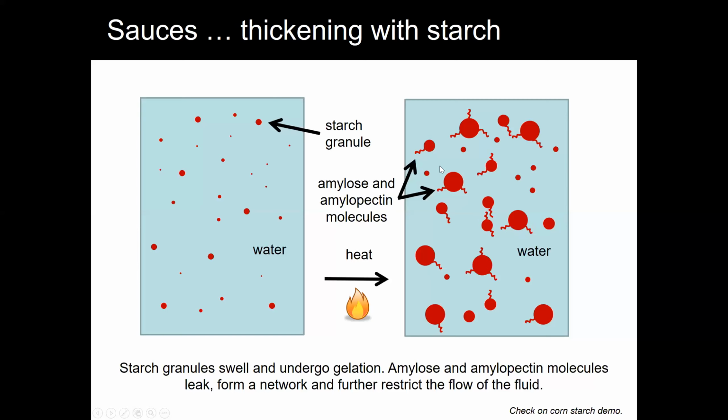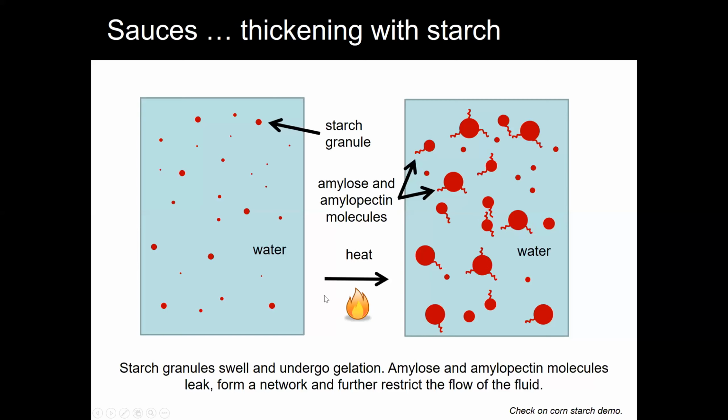Well, these large swollen granules now are taking up a larger fraction of the volume. So the volume fraction of our starch granules has increased. And as we know, if you increase the volume fraction, you also increase the viscosity, which means you've now thickened the sauce. To repeat, you add starch granules.